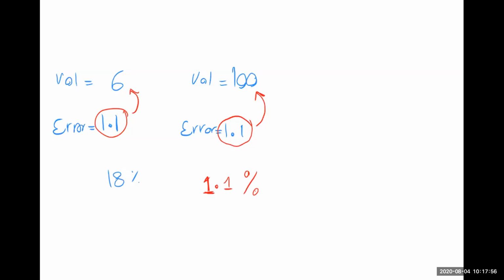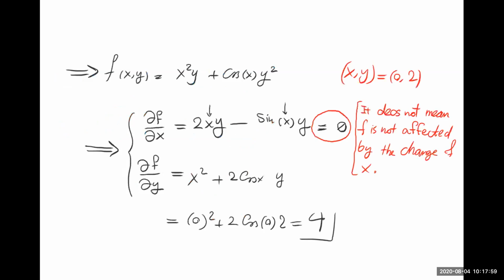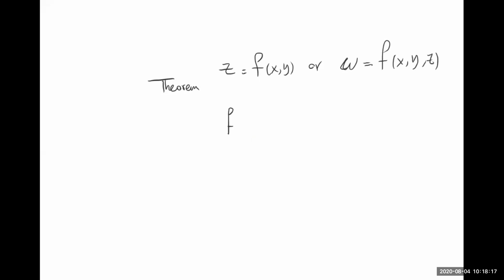Okay, let me finish this section with an important theorem. Suppose we have a function of 2 variables, or a function of 3 variables, or even more. I mean, the number of variables really doesn't matter. If the function f is differentiable, which means we can take its derivative, then the function is also continuous.